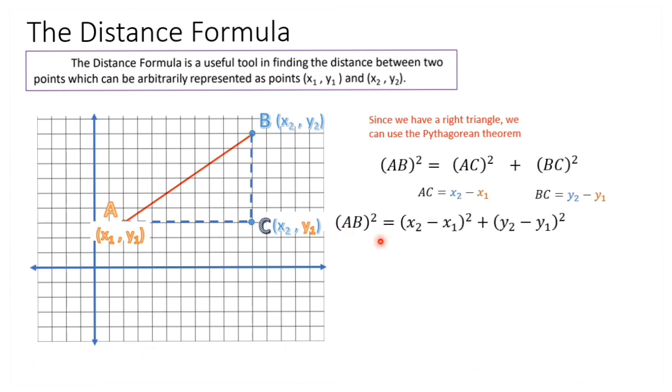AB squared is equal to the quantity x sub 2 minus x sub 1 raised to the power of 2 plus the quantity y sub 2 minus y sub 1 raised to the power of 2. In order for us to get the measurement of AB, all we have to do is to get the square root of both sides. Hence, the distance formula.